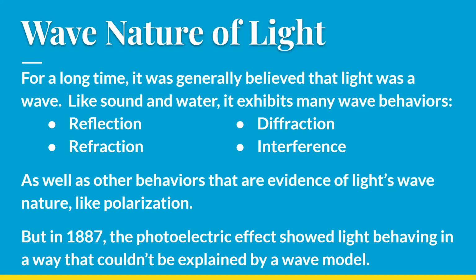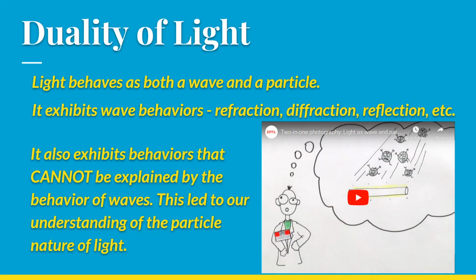However, in 1887, there was an experiment done with something called the photoelectric effect that showed light behaving in a way that could not be explained by a wave model. Okay, so the prevailing theory at the time was, hey, light's a wave, and then this experiment comes along, and now it's not a wave anymore.